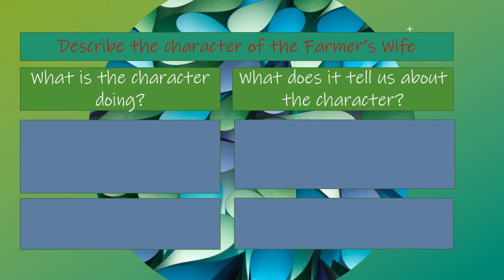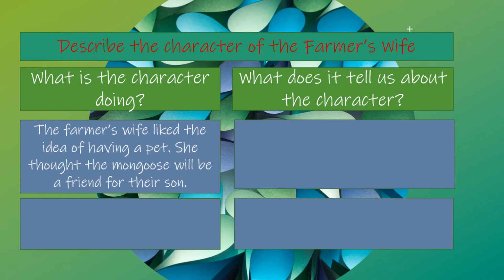So this is what we did yesterday. Then I gave you homework to describe the character of the farmer's wife and the mongoose. This is what we discussed in class today from all your answers. So first, what is the character doing and what does it tell us about the character? The farmer's wife liked the idea of having a pet.